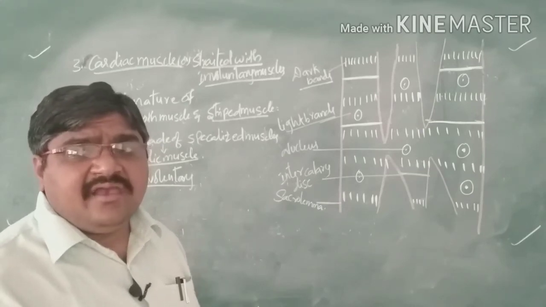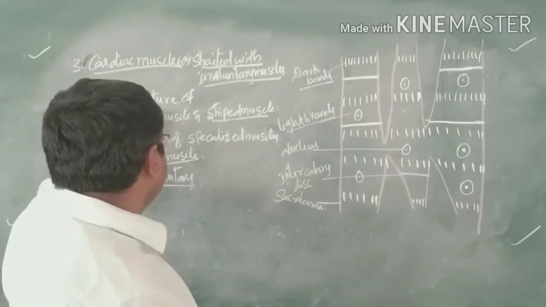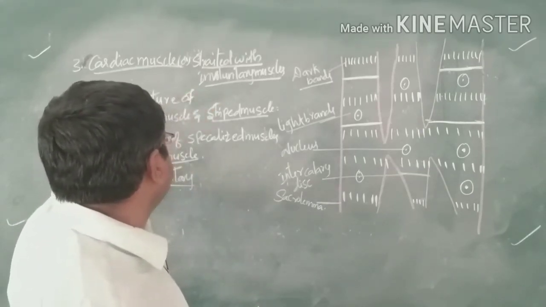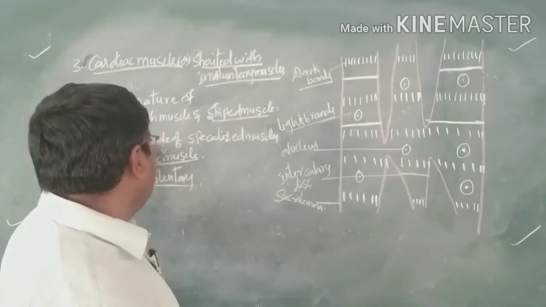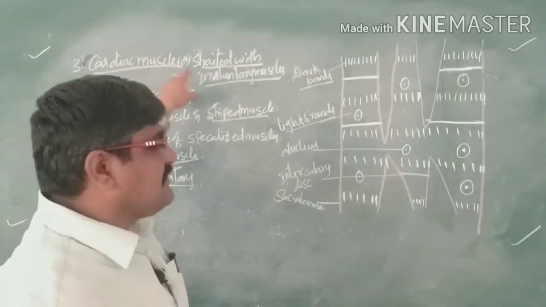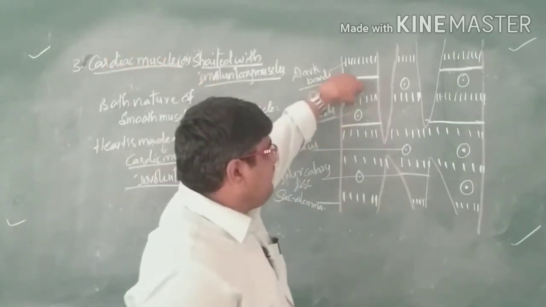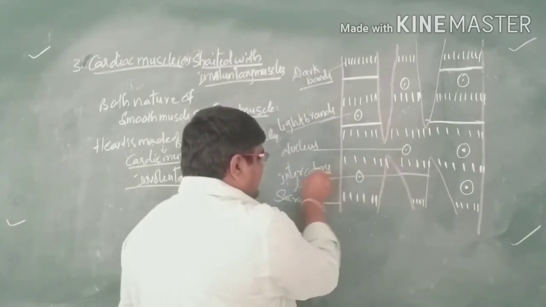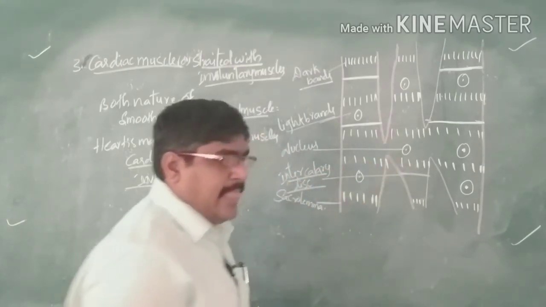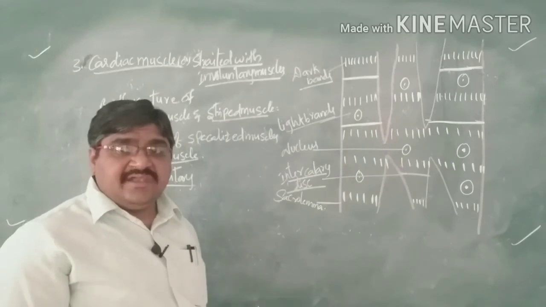So we have both characters, the striped muscle character as well as the smooth muscle character, and they are present only in the heart. Due to their presence in the heart, these muscles are called cardiac muscles, where in between we have intercalary discs.